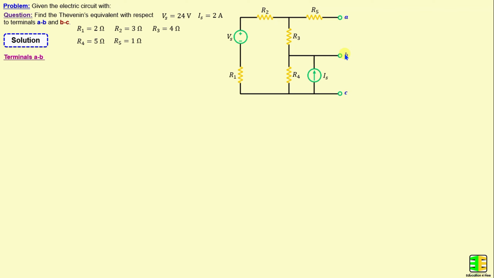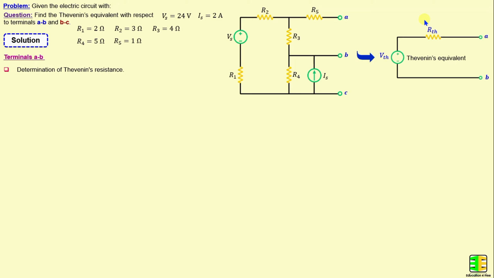By applying the Thevenin theorem between terminals A and B, we can replace this circuit with a voltage source in series with a resistor, which will be denoted as VTH and RTH. And I will start first with the determination of the Thevenin's resistance. This step can be done by removing all independent sources in the circuit, which means the voltage source will be replaced by a short circuit and the current source will be replaced by an open circuit.